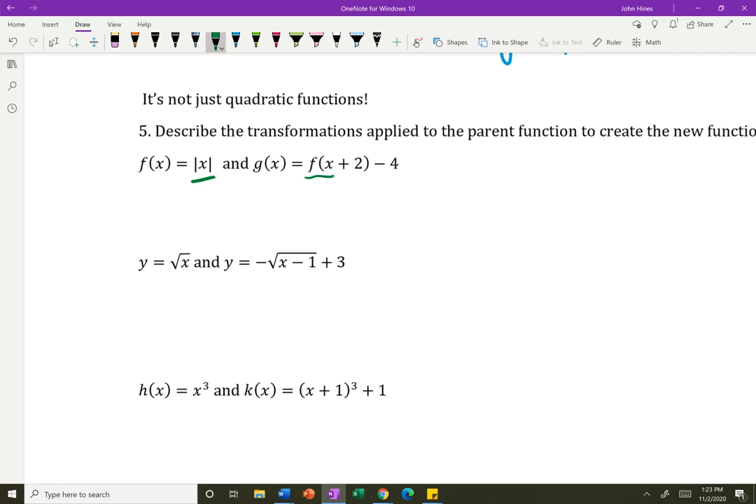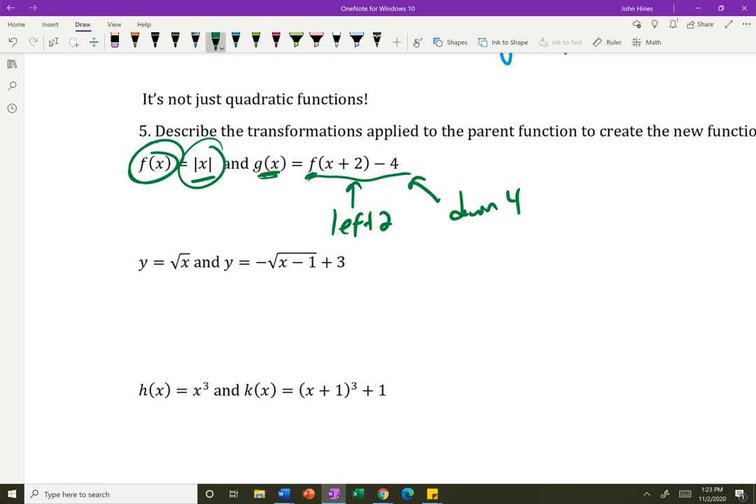My new function could be what? Well, g of x is the f function, and what do I do to that f function? Well, I go left 2 and down 4. Done. How do I get this g function? Well, I take the f function, which is this, and go left 2, down 4.